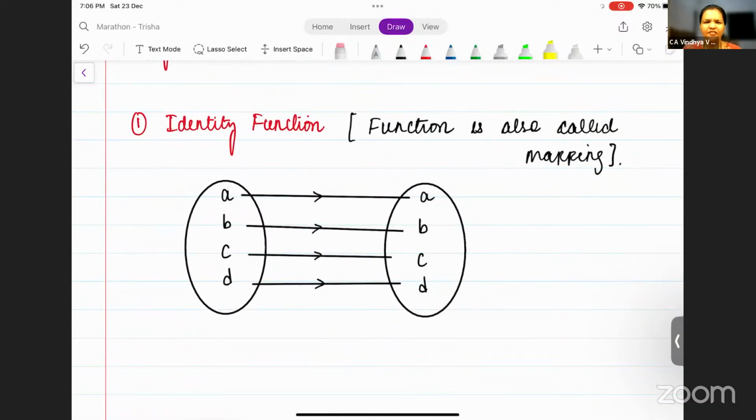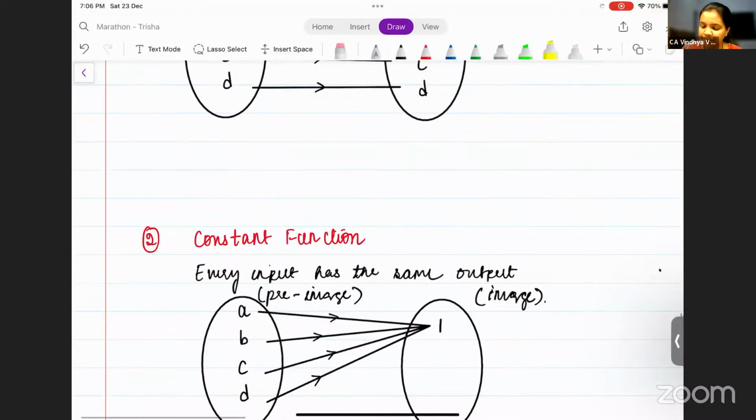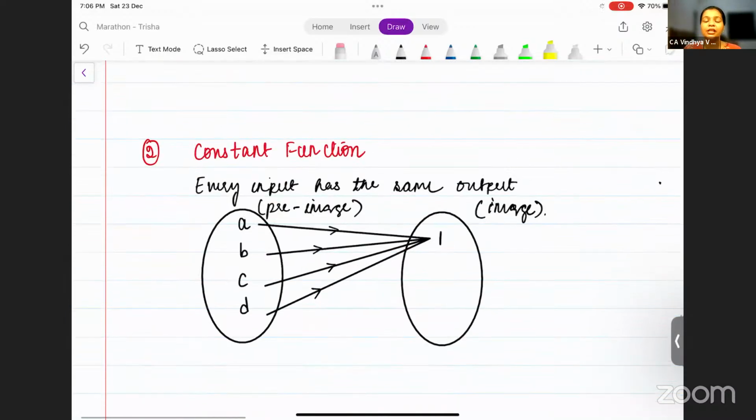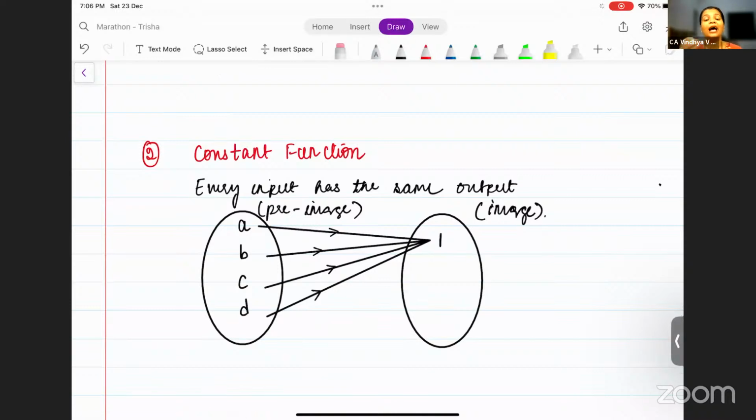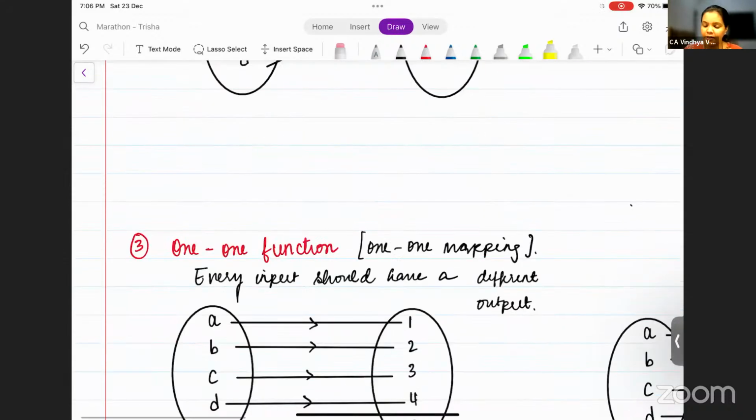Identity function, where the input and output are the same: A comma A, B comma B, C comma C. Next you have constant function, where every input has the same output. Every input, which is also called the pre-image, has the same output, which is called the image.